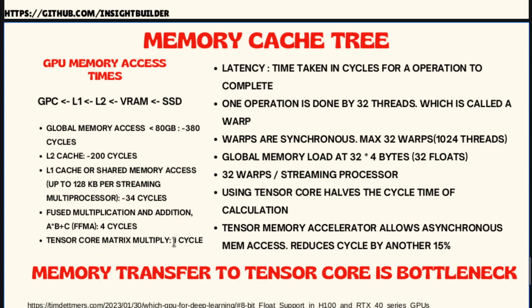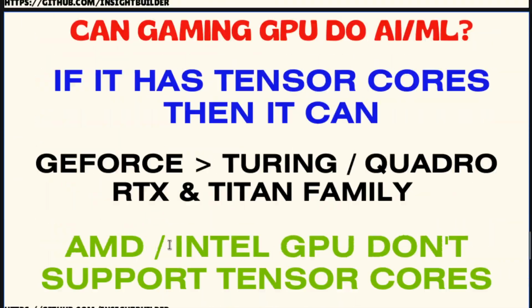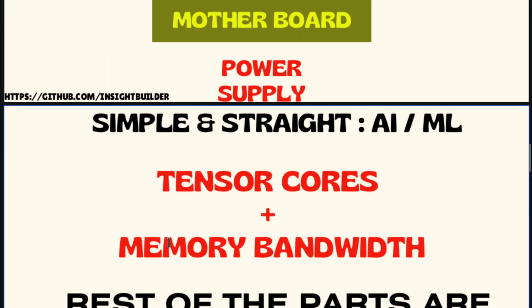Tensor core matrix multiplication takes just one cycle of the GPU processor, meaning in one cycle an entire matrix multiplication activity has been completed, which is very, very fast compared to the regular CUDA core multiplication that takes 4 cycles. So that is a 3 times speedup with respect to CUDA and tensor cores. That is why I talk about here that you need to have tensor cores for AI and ML training activity.